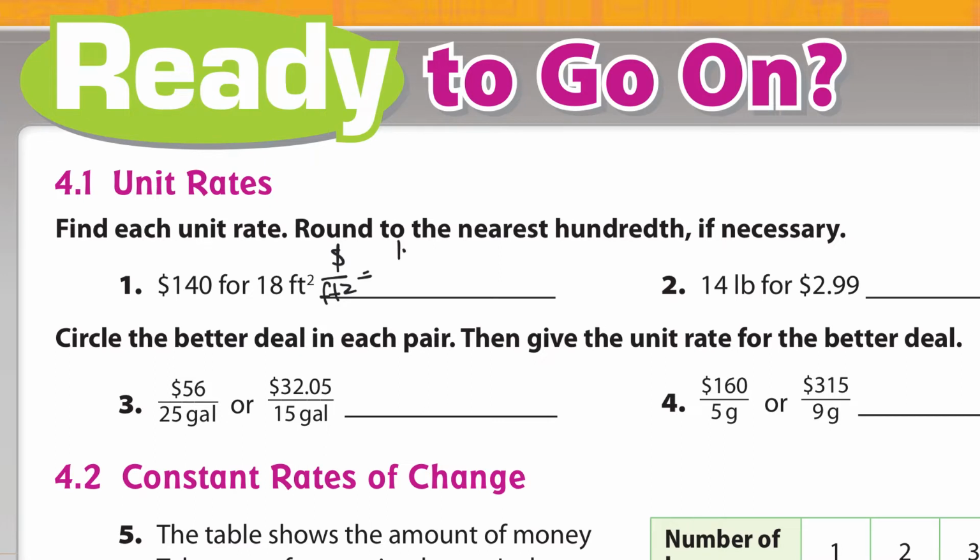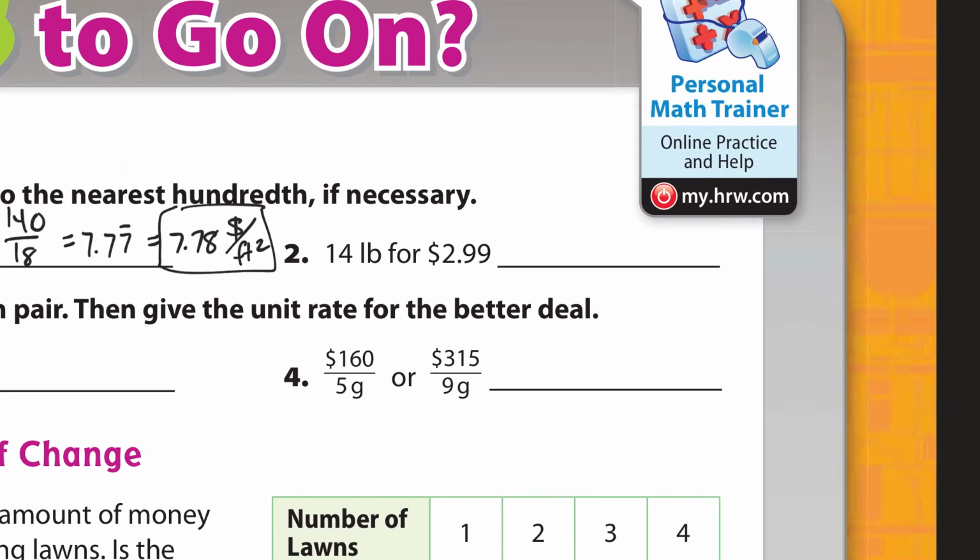So that means it's going to be 140 divided by 18. And 140 divided by 18, I gotta get a calculator for this bad boy. 140 divided by 18 is 7.777, 7.77 repeating, which is $7.78. And so dollars per square foot. So you need to include that label at the end because a unit rate is a rate. Rates have labels.